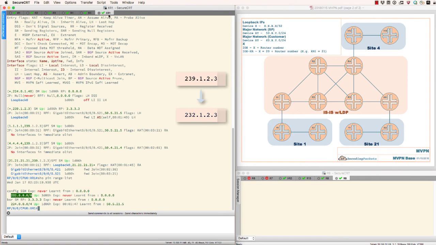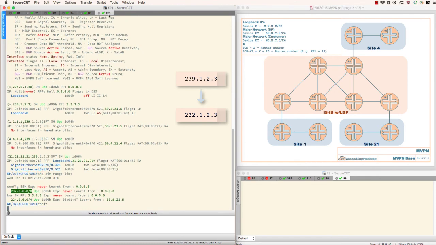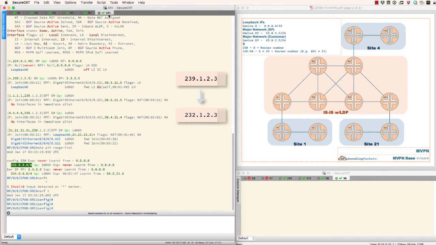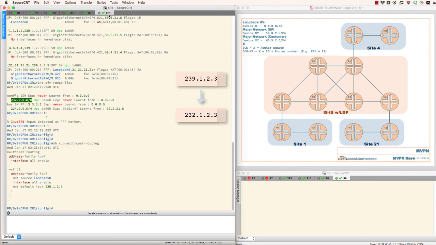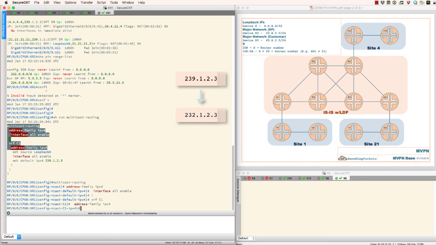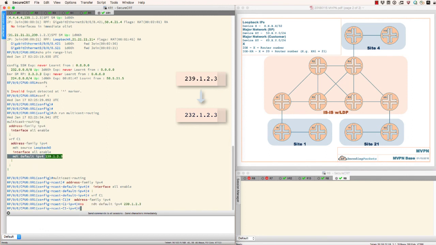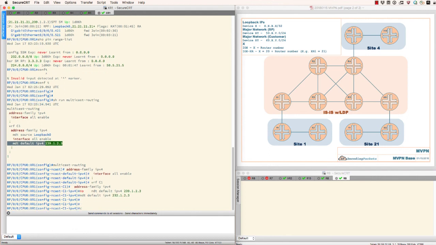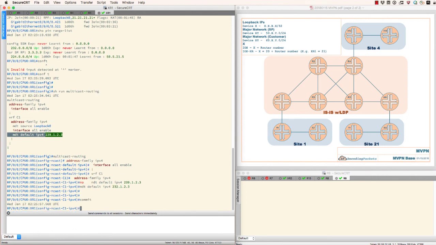Okay, and finally on XR1, this was not under the VRF, this was under the multicast routing. Under the VRF, under multicast routing. So we'll go inside this VRF, inside address family IPv4, and I'm going to deconfigure this other group, no longer needed, and we'll say MDT default IPv4 232.1.2.3. Commit this config in.